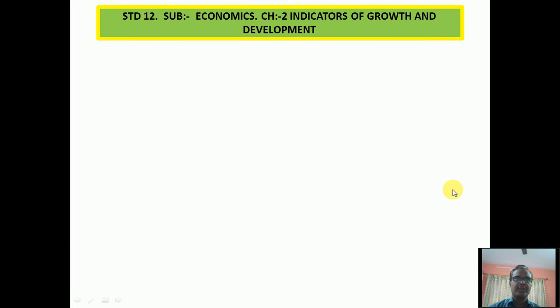Today we are discussing Standard 12 Medium English Economics, Chapter 2, Indicators of Growth and Development. We are discussing on this matter.